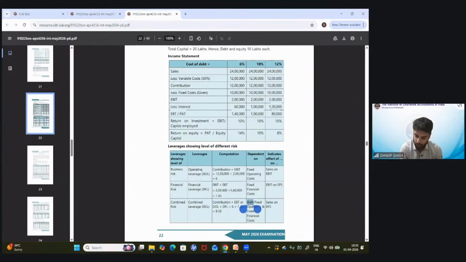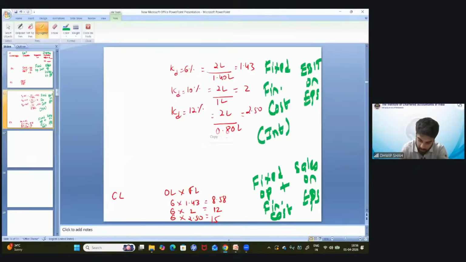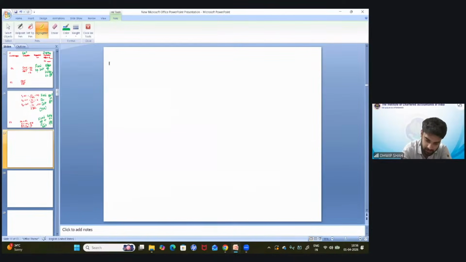It is dependent on both fixed operating and fixed financial cost. And they have calculated combined leverage when KD is 6%. ठीक है? Clear? So point number 5, clear? सारा लेवरेज का कैलकुलेशन, कॉन्सेप्चुअल अंडरस्टैंडिंग, इंटरप्रिटेशन सब एक ही टेबल में पूछ लिया. बोलो, any doubts in question 5 students? Clear? So let's move to point number 6.